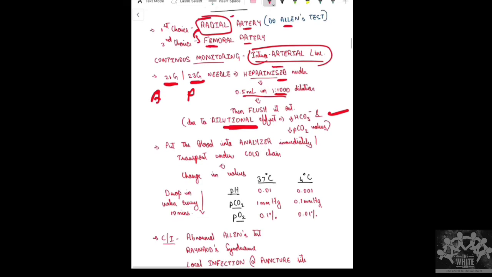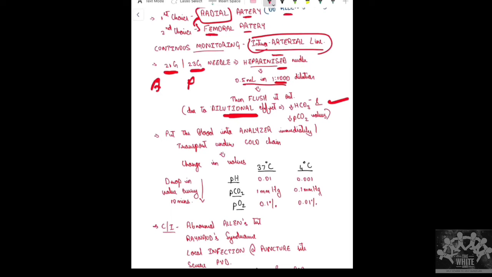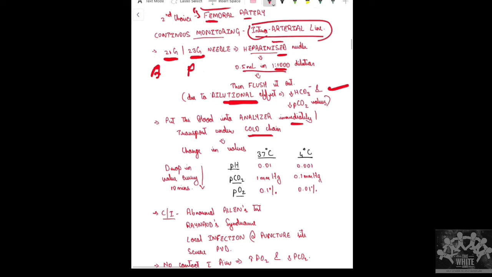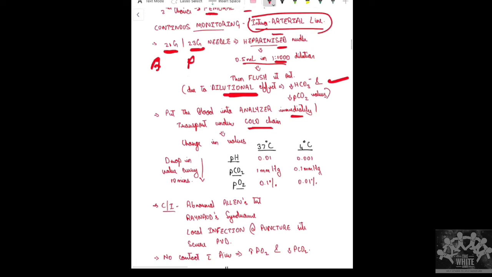Followed by, you put the blood into the analyzer. What is important is you either put it in immediately, if in the ICU setup you have an ABG machine over there, fine, or the cold chain has to be maintained. At the earliest possible, we have to take it to the biochem lab. Why? Because there will be a change in values, and again you get abnormal readings.